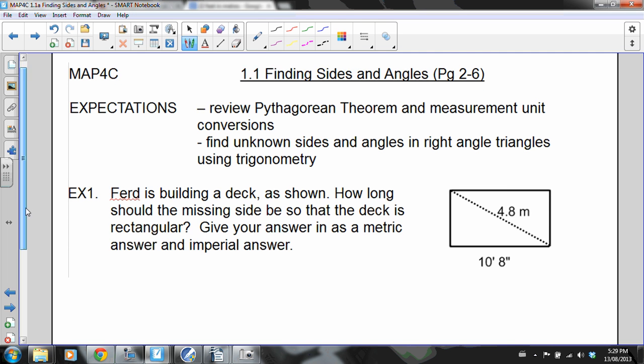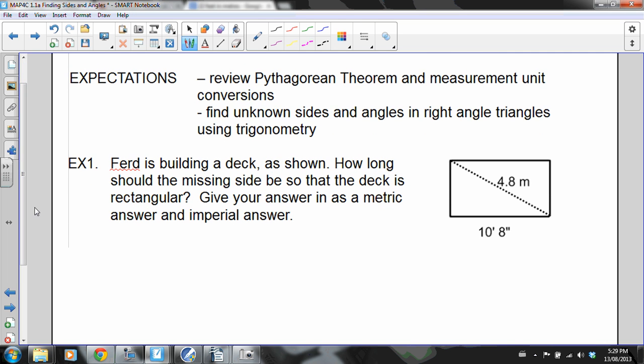Here's an example. Ferd is building a deck as shown. How long should the missing side be so that the deck is rectangular? Give your answer as a metric answer and imperial answer. So this is something that we're going to face the whole unit: sometimes it's in imperial and sometimes it's in metric, and we've got to be good at both.